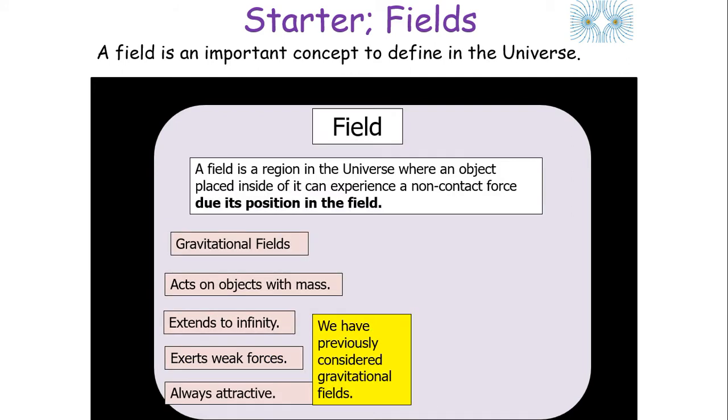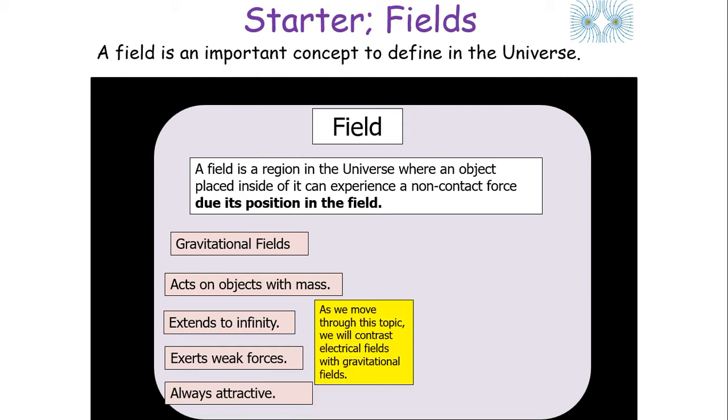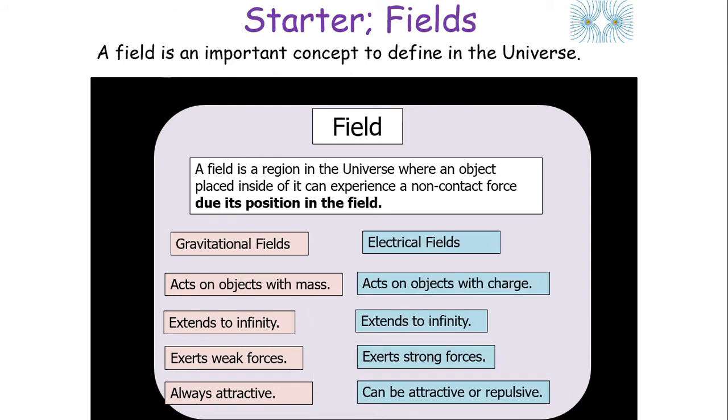We previously considered gravitational fields. In gravitational fields we know that it acts on objects with mass, it extends to infinity, it exerts weak forces, and it's always attractive. As we move through this topic we can contrast electrical fields with gravitational fields. Electrical fields act on objects with charge, they also extend to infinity, they exert strong forces, and they can be attractive or repulsive.